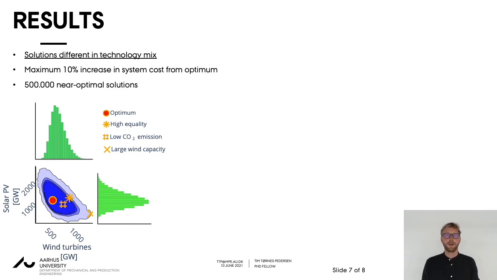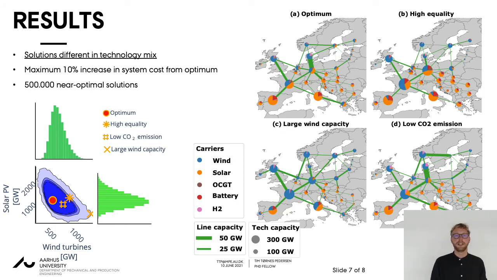On our figure, we have also shown 4 scenarios. These are the model optimum, the high equality, a scenario that overperforms on CO2 reductions, and a scenario with a very large wind turbine capacity. These scenarios are seen here. So in the model optimum, we see a good mix of technologies used across Europe, and we see a very strong transmission grid. In the high equality scenario, we see a much weaker transmission grid, and we see that technology capacities have been relocated to be in the countries that also have a very high energy demand.